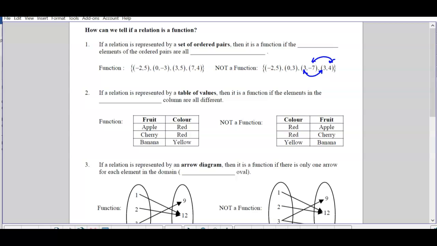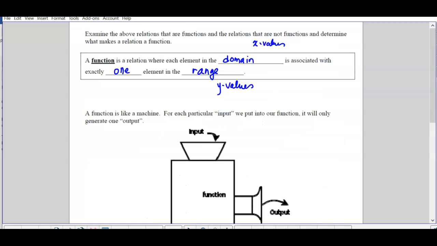So what do we want to be the same? We want here the first elements of the ordered pairs to be all, in this case, different. If these were the same, it's not a function. If these are different, it is a function. So that's a good way of looking at it. It isn't the proper definition. The definition is back here.